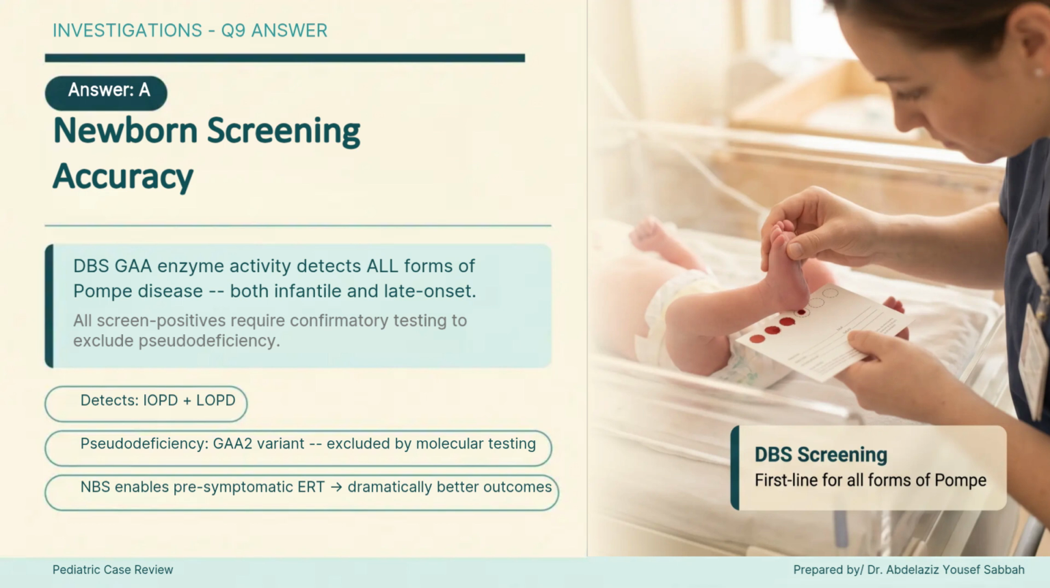Dried blood spot acid alpha-glucosidase enzyme activity detects all forms of Pompe disease, both infantile onset and late onset, which makes option B incorrect. Every screen-positive result requires confirmatory testing, in particular to exclude pseudodeficiency, where the pseudodeficiency allele lowers measured enzyme activity without causing actual disease. Molecular testing sorts this out. A normal screen does not absolutely exclude every case, so option C overstates the test. The great value of newborn screening is that it allows enzyme replacement therapy to be started before symptoms appear, and pre-symptomatic treatment leads to dramatically better outcomes.